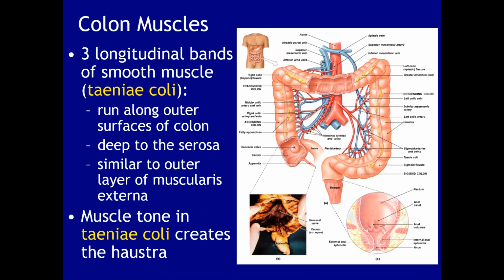There are 3 longitudinal bands of muscle, so you can see them right here. These are called the taenia coli, and that allows for the colon to contract and to expand as necessary. Because this is a muscle, like any other muscle, it needs to have tone.